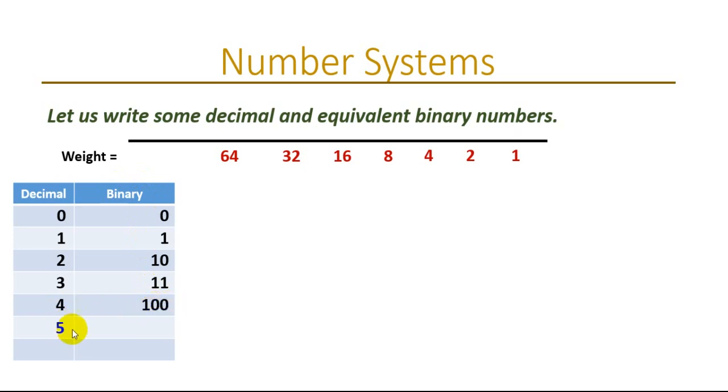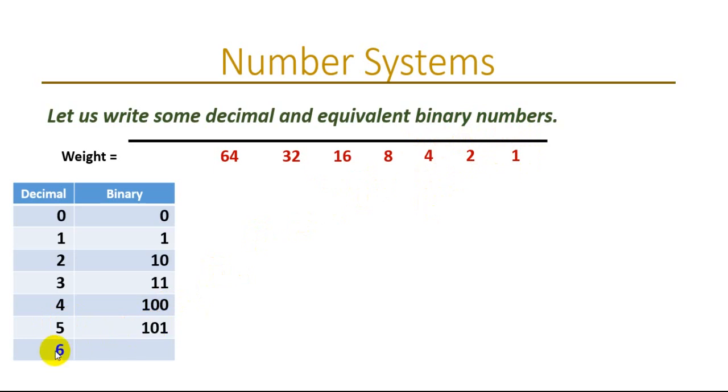Now let's see 5. 5 will be written with no 8s, right? We can have one 4. Okay, we have 4. Can we have a 2? No. Why? Because the moment you have a 2, it will be 6, but we are trying to get 5. So we put 0 2s, but we want one 1. So one 4 and one 1. 4 plus 1 is 5. So 1 0 1 represents the number 5 in binary.